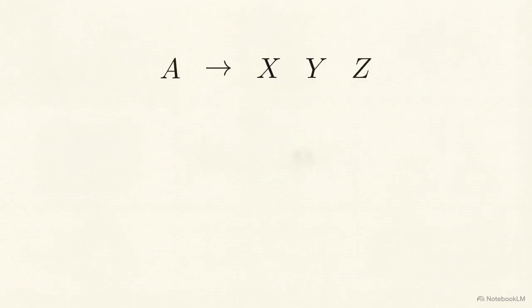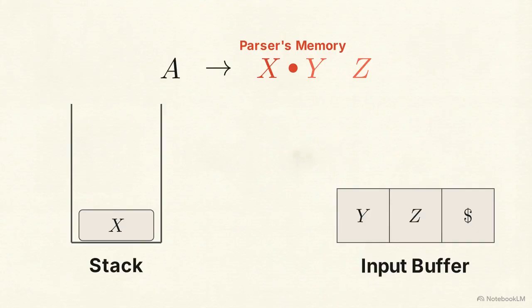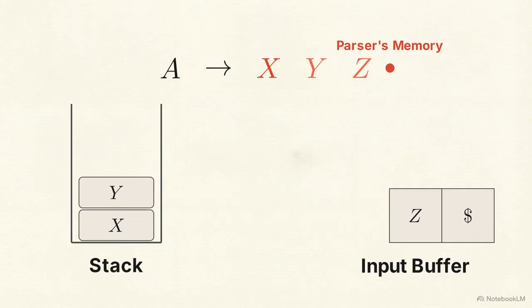This equation illustrates an LR0 item. It is simply a standard grammar production, but injected with a conceptual marker, a dot, placed somewhere on the right side of the arrow. The position of this dot acts as the parser's memory. Everything to the left of the dot represents the sequence of symbols the parser has already successfully verified and pushed onto the stack. Everything remaining to the right of the dot represents the specific sequence of symbols the parser hopes to encounter next in the input stream.